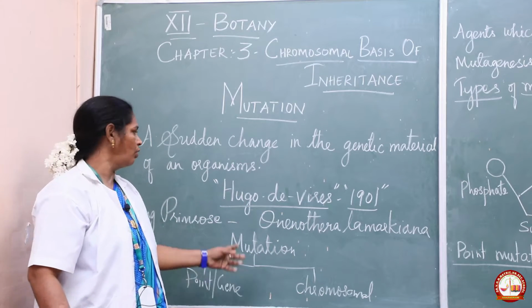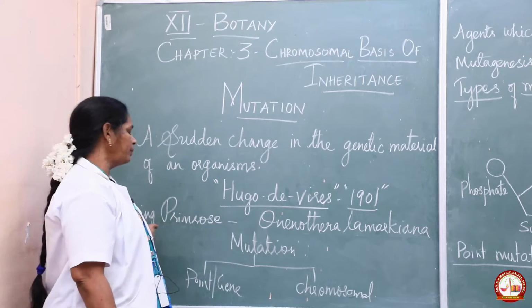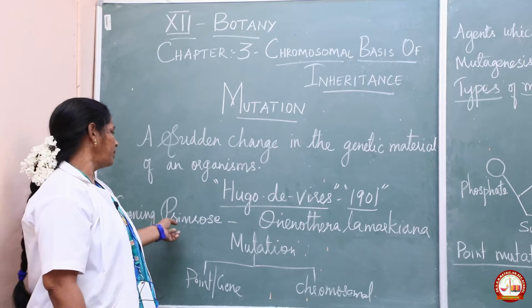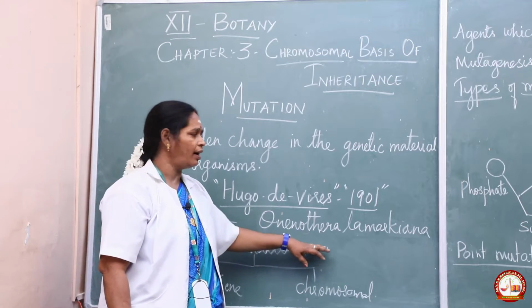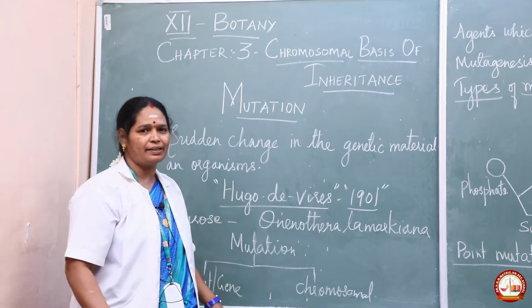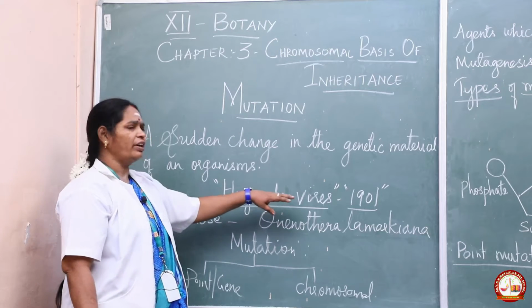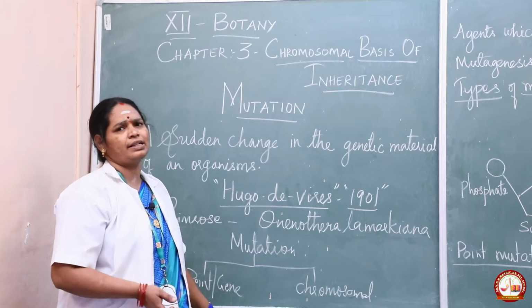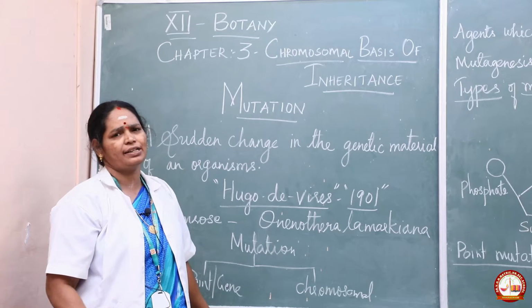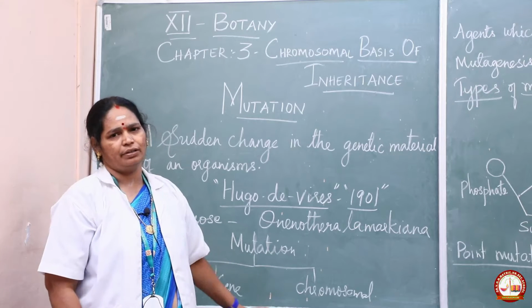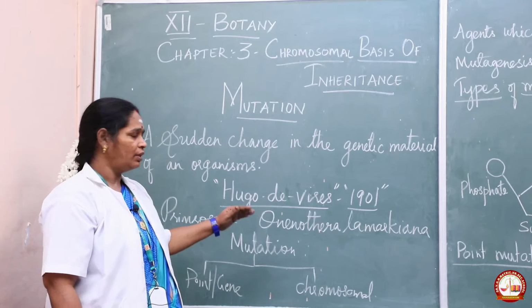Hugo de Vries. Okay, children, in the plant evening primrose, also called Oenothera lamarckiana, Hugo de Vries coined this and discussed it in detail and proposed it as what? The mutation theory. Let me explain it in detail.